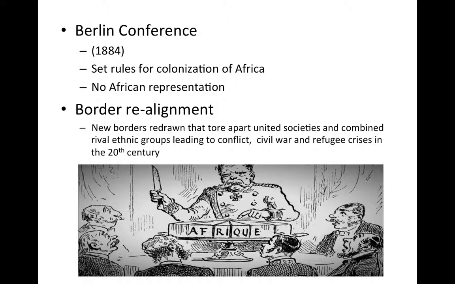I think an important piece to remember, the cultural effect of imperialism, is that by carving up Africa, the European powers also redrew borders. The problem with that is that it tore apart united societies or societies of people that had similar ethnic backgrounds, and that caused those societies to be combined with rival ethnic groups.